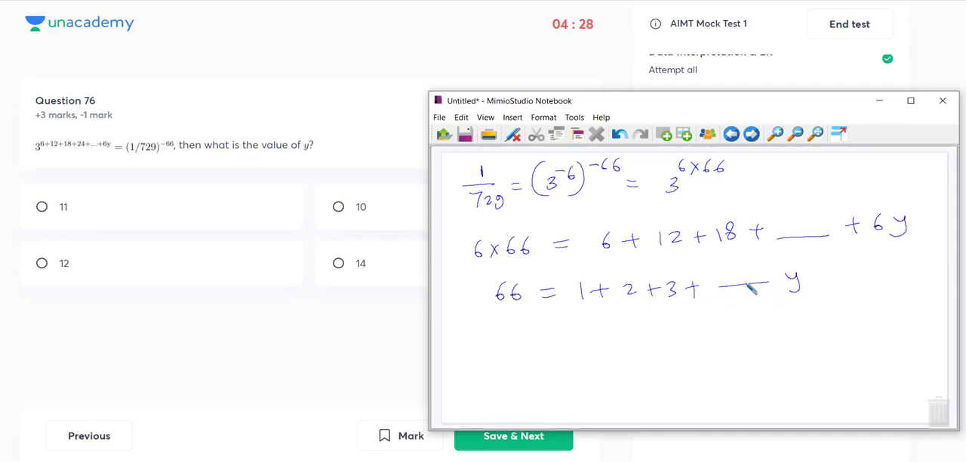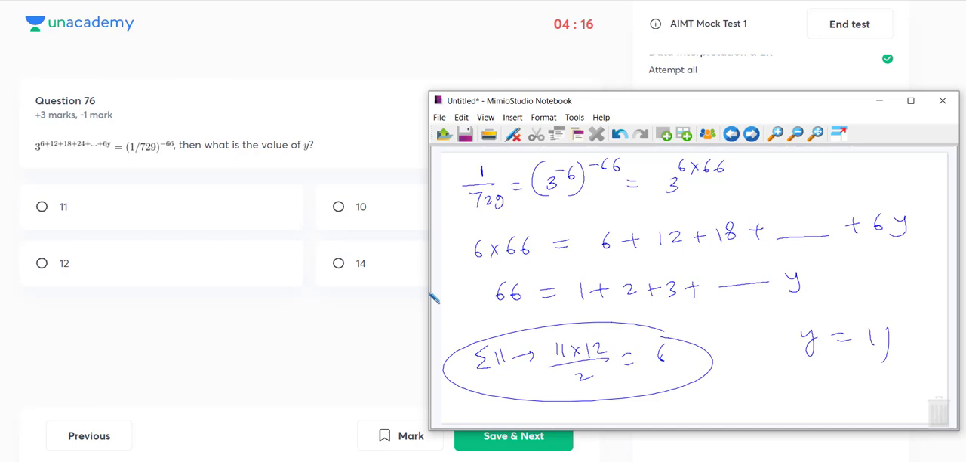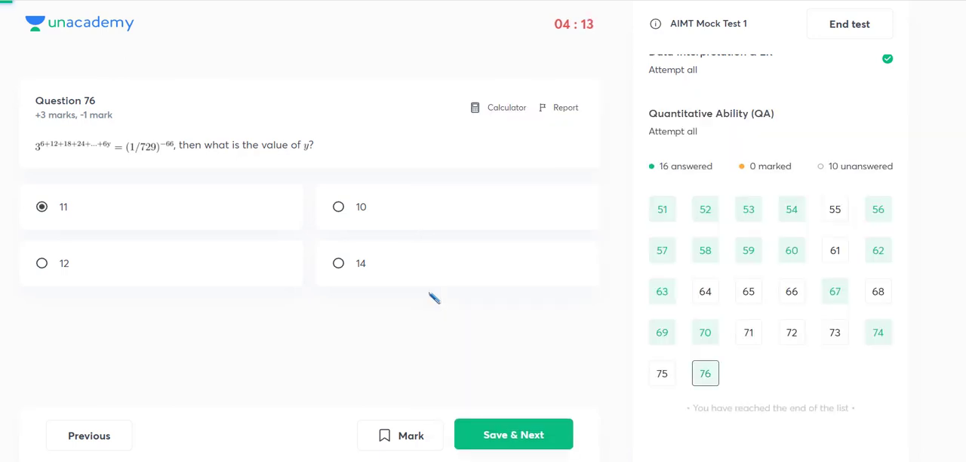Okay, so now over here, summation of the first n natural numbers, we know the summation of the first 11 natural numbers is 11 into 12 divided by 2, that is equal to 66. Yes, y has to be 11. Okay, so y has to be 11.